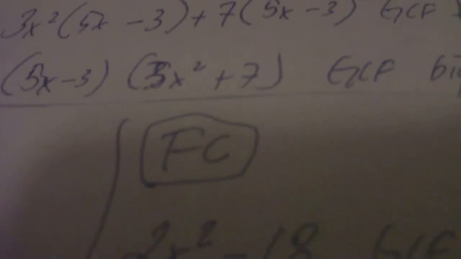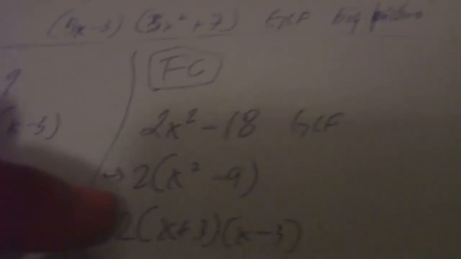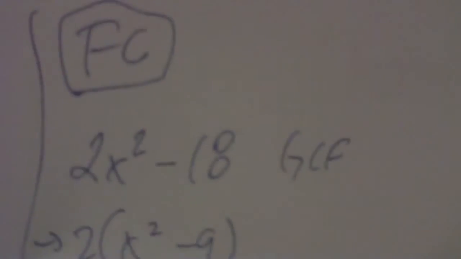Moving on. Your instructions will be FC, factor completely. Factor all the polynomials completely. And it'll look like this: 2x squared minus 18. Well, the first thing you do, number one here, is look for the greatest common factor. Find the greatest common factor of all the terms.